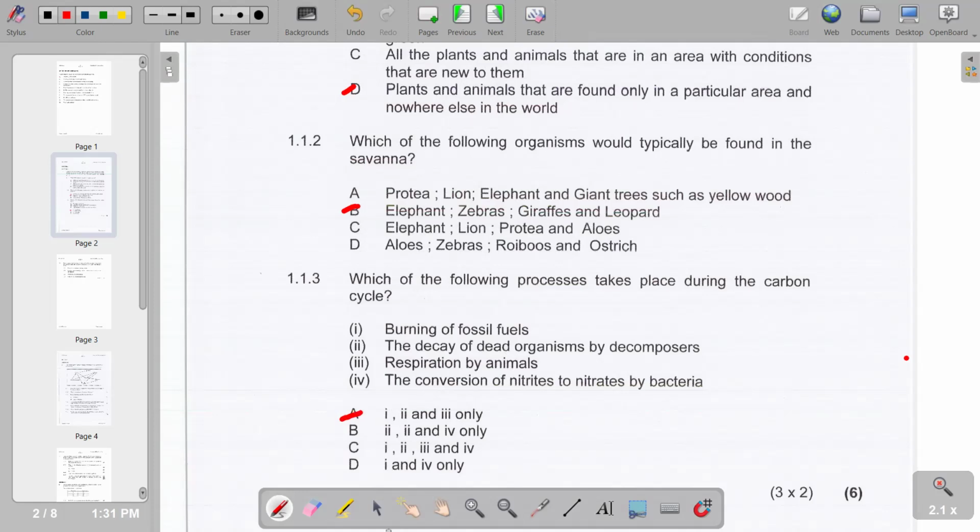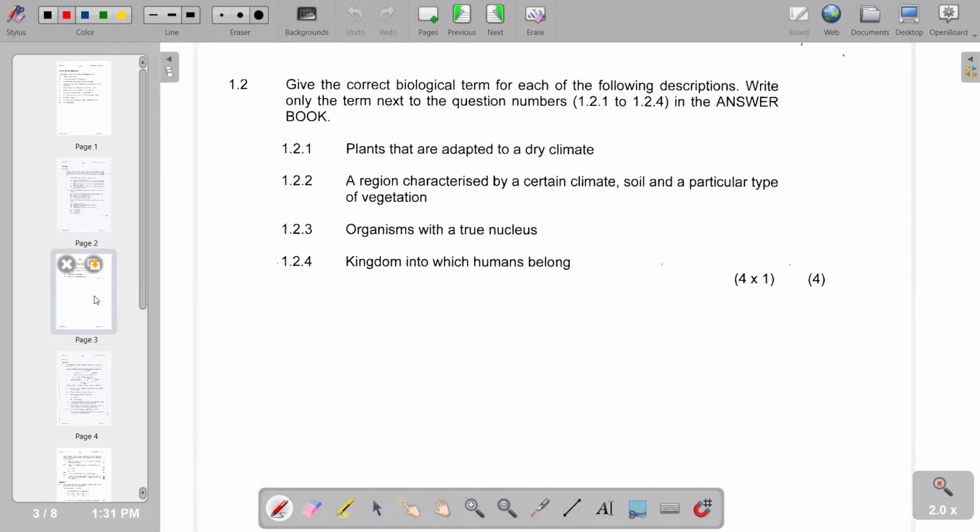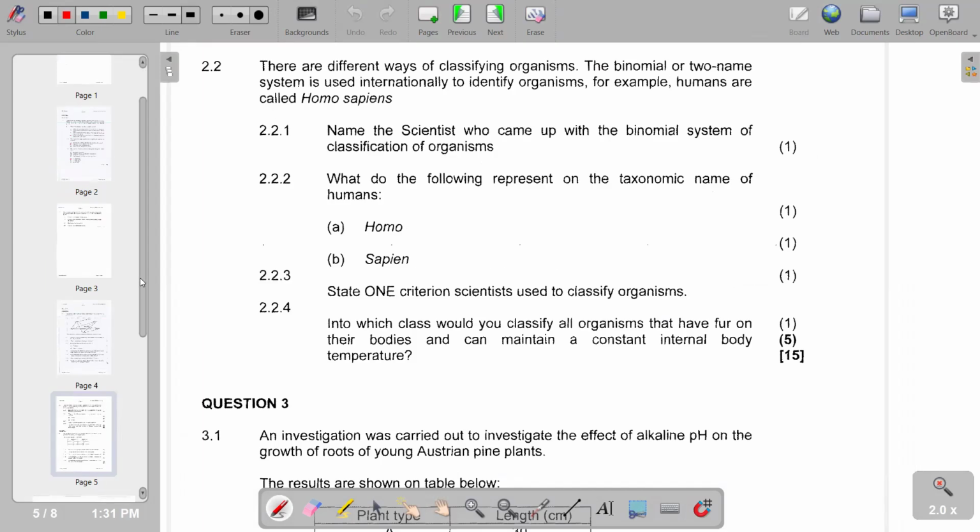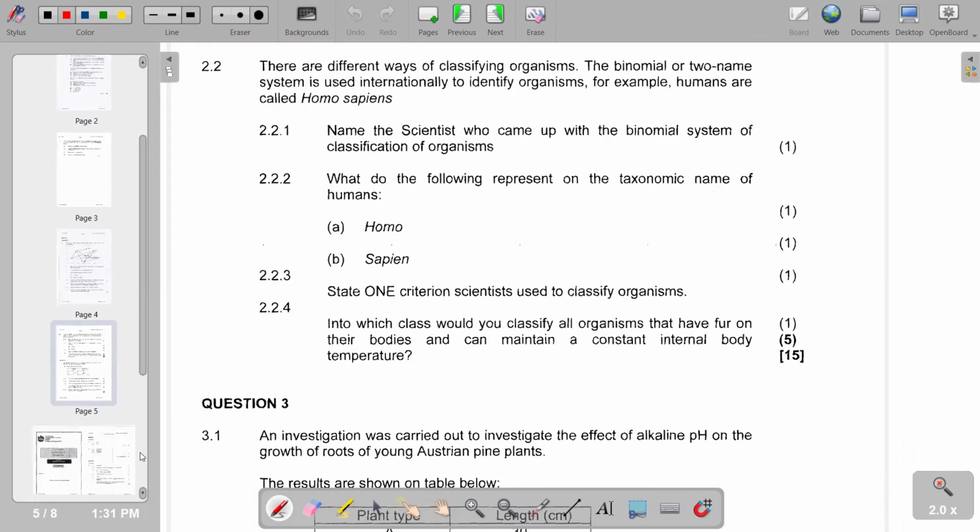So we go to 1.2, whereby it reads, give the correct biological term for each of the following descriptions. Write only the term next to the question number. The first one is saying plants that are adapted to a dry climate. We'd see that these are called the xerophytes. So we have xerophytes as our response.